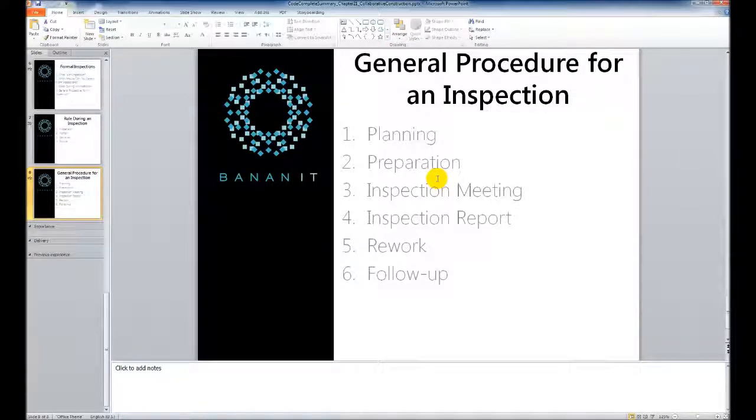The follow-up is the job of the moderator. The moderator is responsible for seeing that all the work necessary, all the defects or bugs found, has been fixed. You would be following up: okay, what happened now? How much percentage of the work you have to do has been done already? You have to follow up with the author or the person who's fixing the defects.